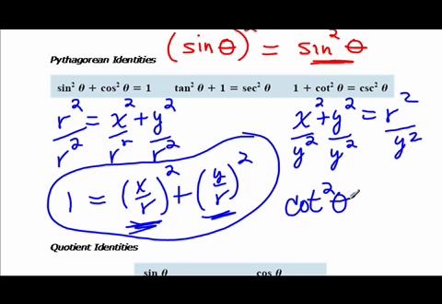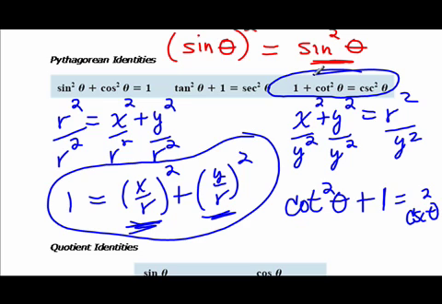Y squared over y squared gives you 1. And what is r over y? Well, y over r is sine. What's the reciprocal of sine? Cosecant. So r squared over y squared ends up being cosecant squared. So that one comes, which one did I just show? This one right here, right? Just showing you where they're coming from.